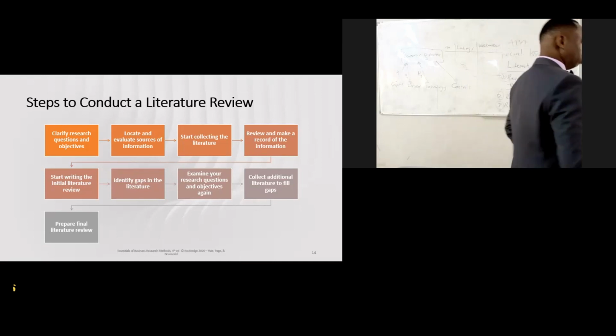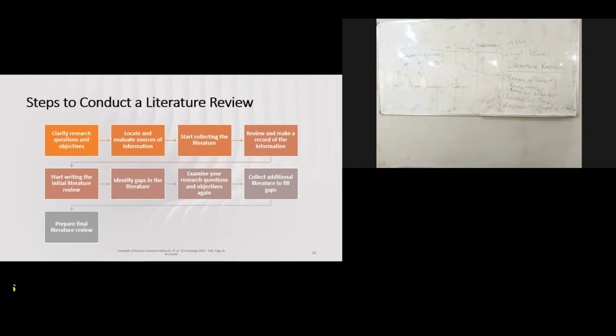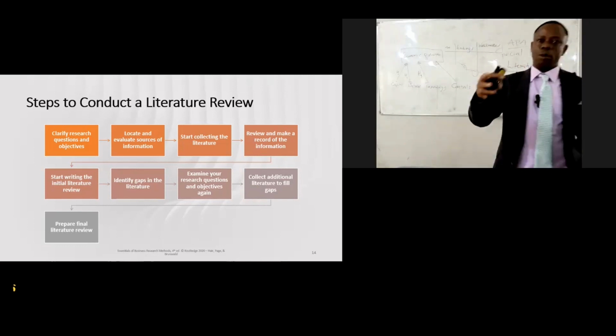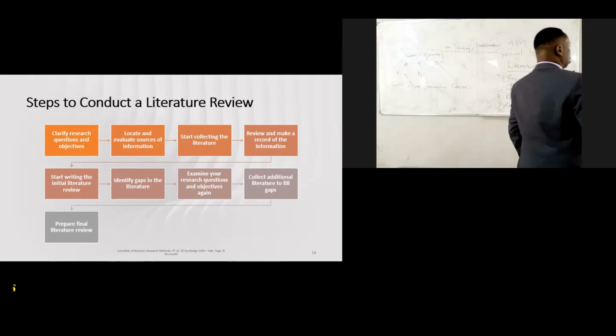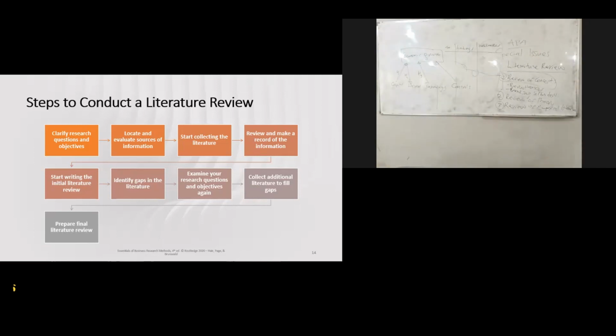When you see that, no, I have not covered some aspects of my research questions and research objectives, then you have to collect additional literature in order to meet the gaps that you have so identified. Then when that is done, you now prepare your final review report.